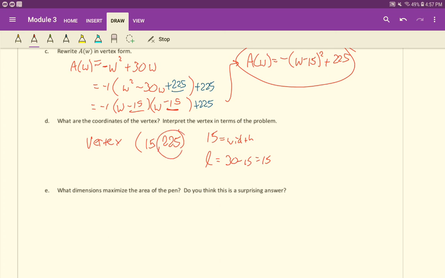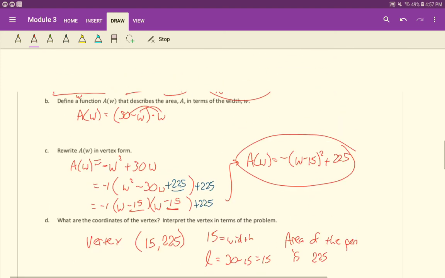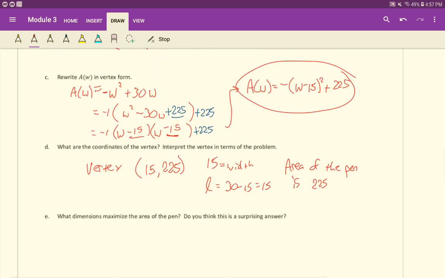Okay, and so then what's 225? Well, 225, remember that's the y value here, which is the area when the width is 15. So the area of the pen is 225, and I think it's feet. Yep, feet squared. This is feet. This is also feet. Oh, so there you go.